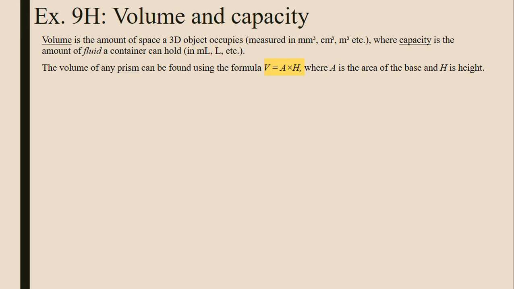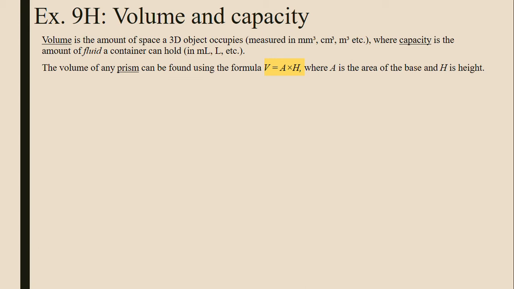Volume is the amount of space a 3D object occupies. We measure it in millimeters cubed, centimeters cubed, meters cubed, etc. Whereas capacity is the amount of fluid a container can hold. We measure that in milliliters, liters, and so on. Okay, so very different things. Volume is how much space something occupies. Capacity is how much I can fill something with.